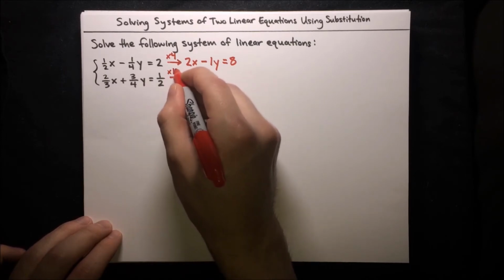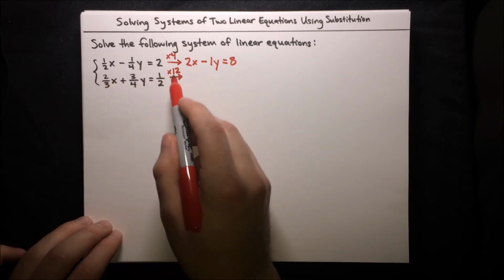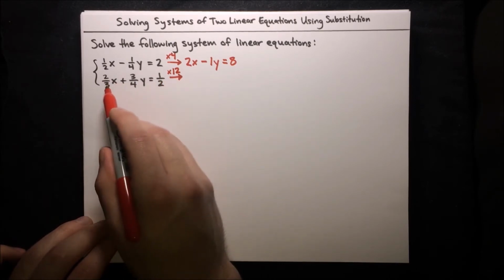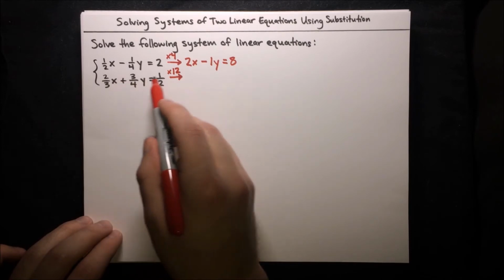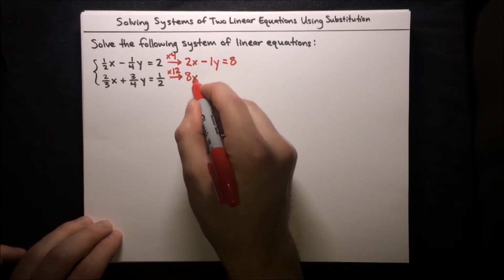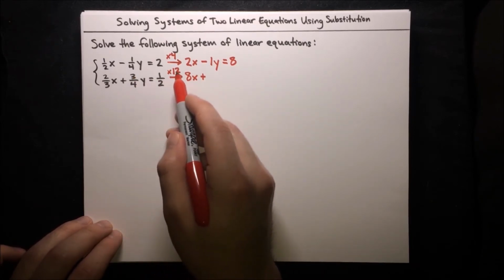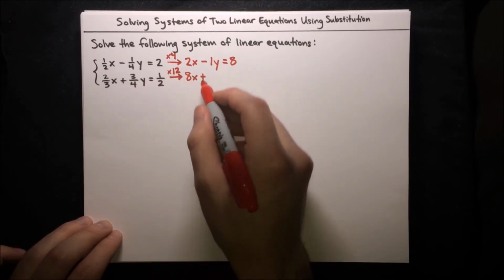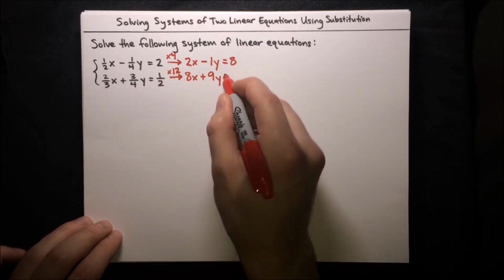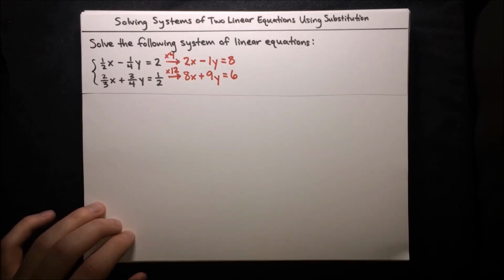So why don't we multiply by 12 here? And now, multiplying by 12, 2/3 of 12, well, 1/3 of 12 is just 12 divided by 3, which is 4. So 2/3 of 12 is 8. So 8x, and then plus 3/4 times 12. Well, 1/4 of 12 is 3, so 3/4 of 12 is 9. So plus 9y is equal to a half times 12, which is just 6. And now we can proceed with the process of substitution.